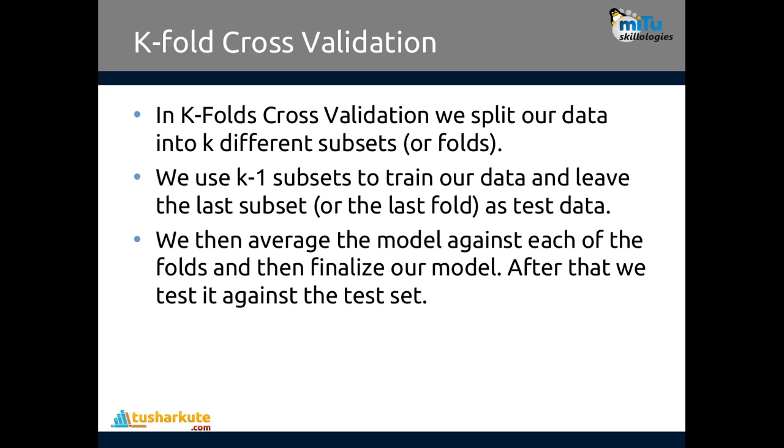First technique is actually train test split. This we have already seen. We are going to some advanced level, so whenever it is required to find the validity of the data, we are going to make use of these techniques. In k-fold cross validation, we split our data into k different subsets, that is what we call the folds. We use k minus 1 subsets to train our model and leave the last subset, the last fold, as test data. Then we average the model against each of the folds and then finalize our model. After that we test it against the test set.